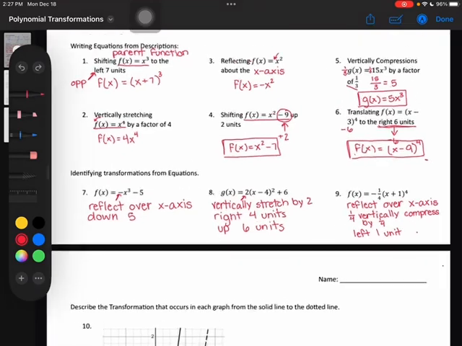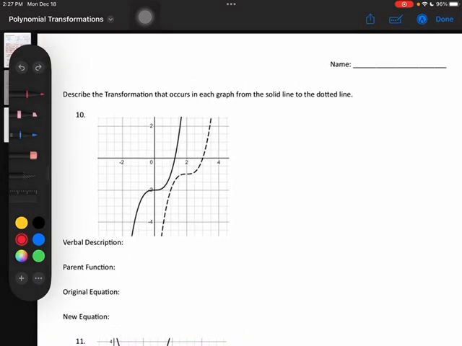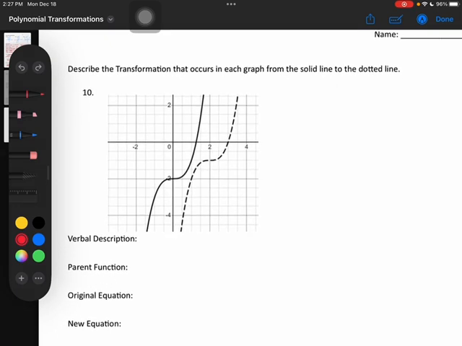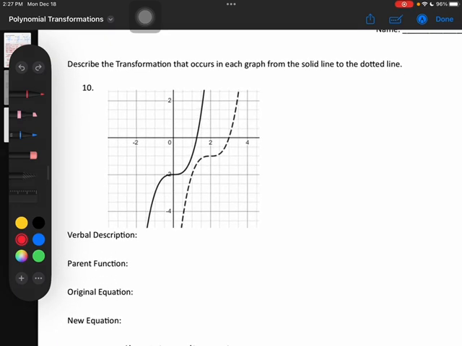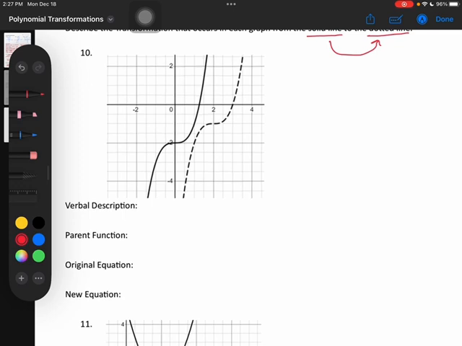So now we are going to look at some graphs, and we want to describe the transformation that occurs in each graph from the solid line to the dotted line. So that's important for us to remember. And we want to describe it, the parent function, and the original equation. So this is going to be the solid line equation. And then the new equation, which is the dotted line equation.